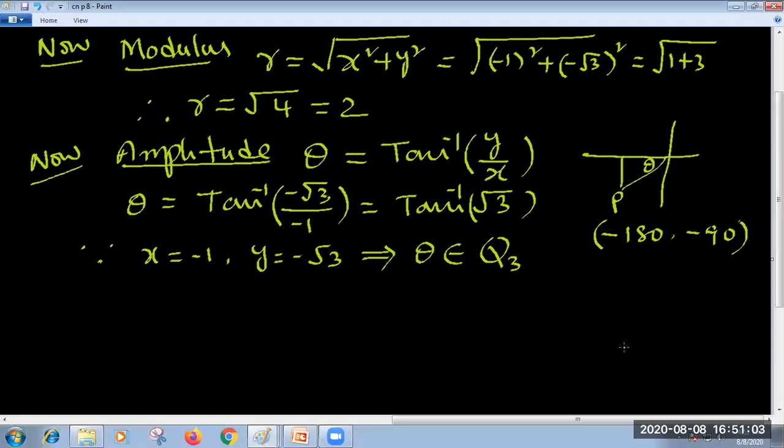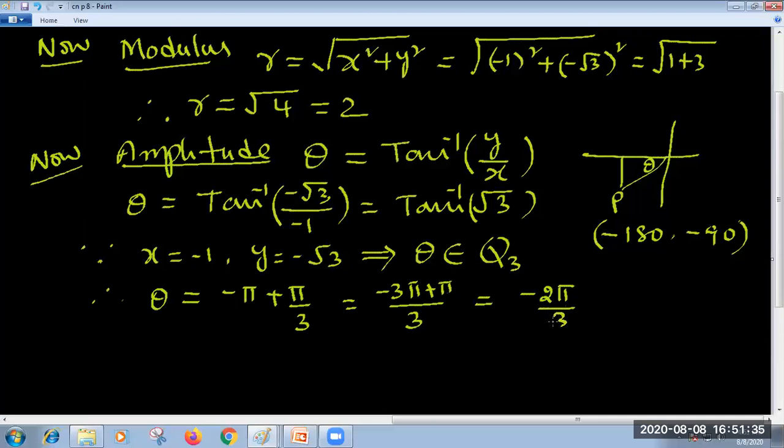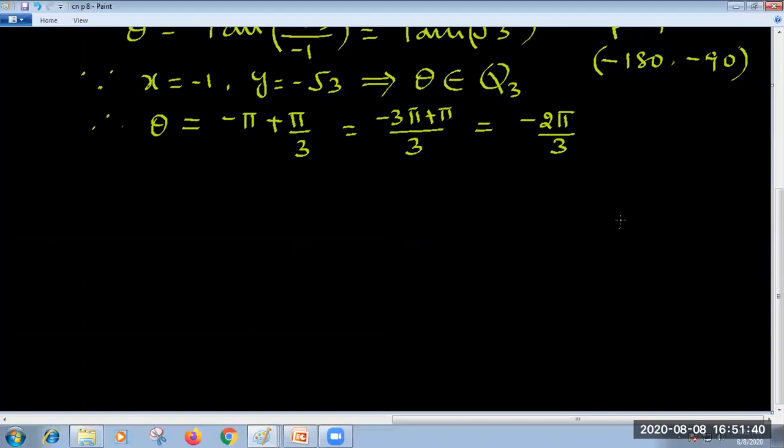So now the angle is equal to minus 180, that is minus pi, plus 60, that is pi by 3. Now taking LCM, minus 3 pi plus pi, that is equal to minus 2 pi by 3, is the amplitude of this given complex number.